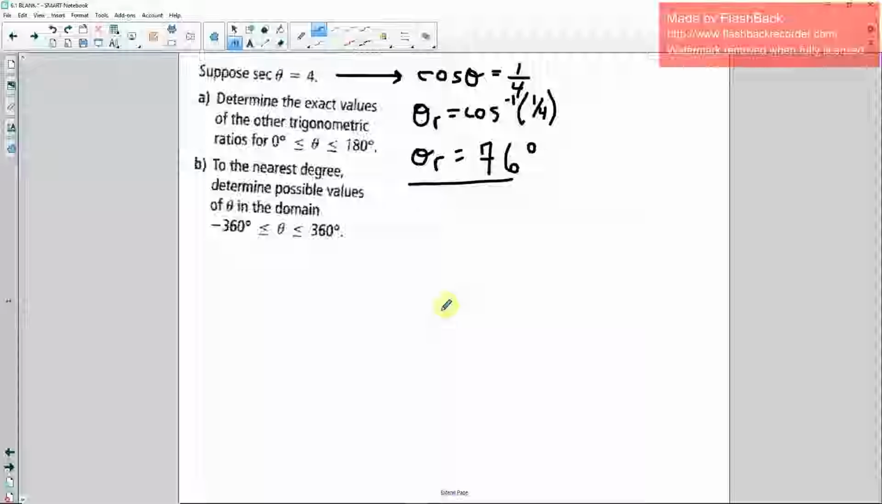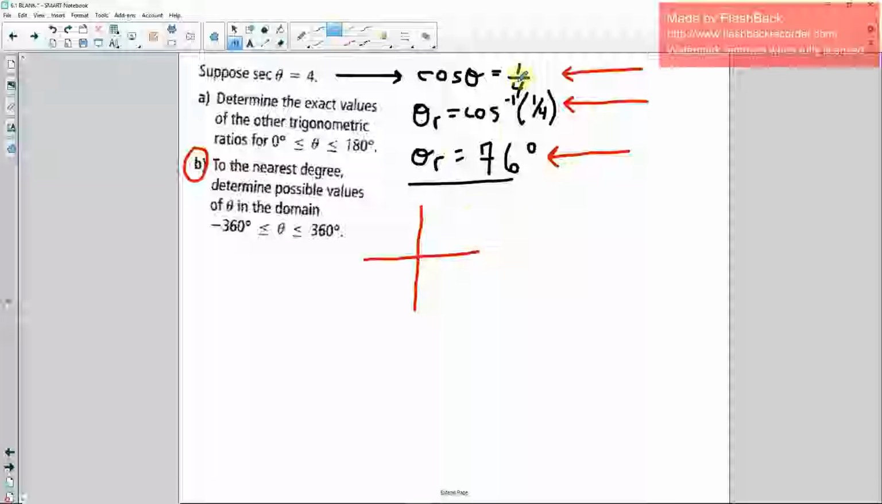We were doing this question when we left off the other day. We were wrapping up part B. So to do part B, you've got to find the reference angle. We figured out that we were dealing with cos theta equals a quarter. Use inverse cos to find that, and because it says to do it to the nearest degree, you get theta r is 76 degrees. Alright, from there you need to draw yourself a fancy picture.